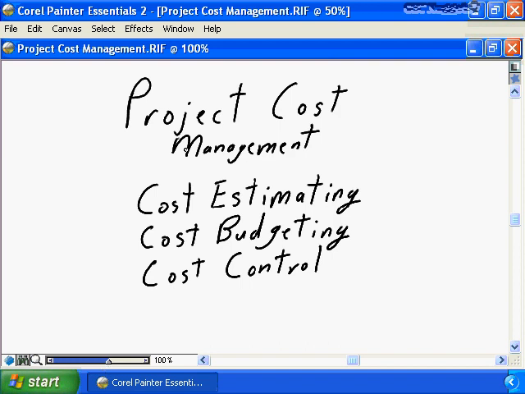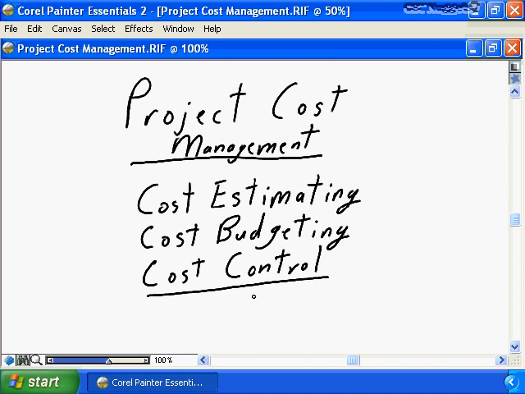In this, our second and final nugget on project cost management, we will focus on project cost control, ensuring that the mechanisms are in place to ensure that the cost estimates and cost budget that we developed and discussed during the previous nugget are effectively managed during project delivery.